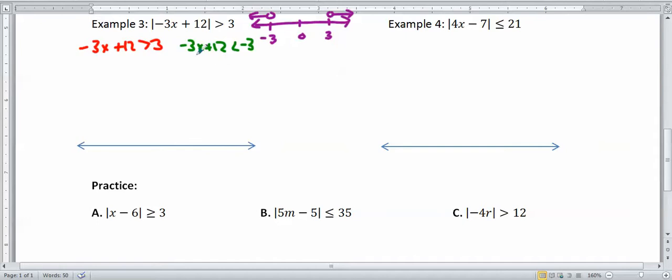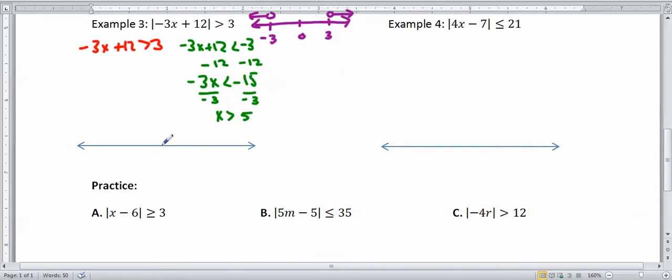So I've got to get the x by itself. I'm going to subtract 12 from both sides. We get negative 3 minus 12 is negative 15. And then divide both sides by negative 3. Remember, when you divide by a negative, it's an important example because we're flipping the sign. I get x is greater than positive 5, because negative divided by a negative is positive.